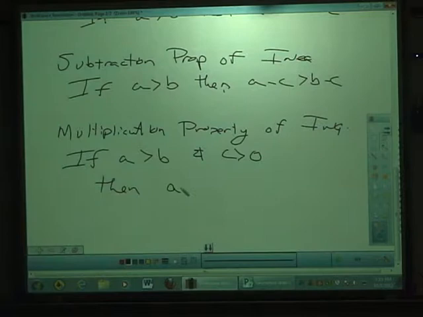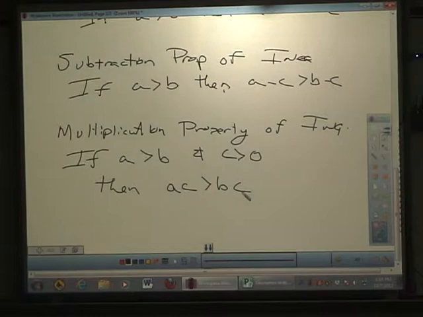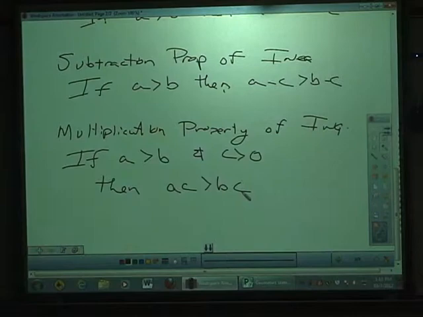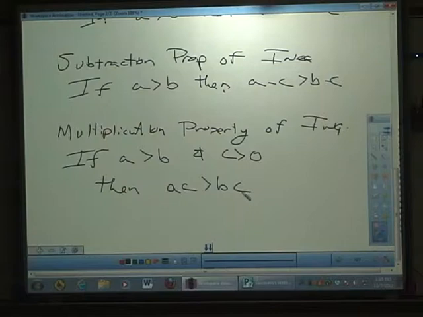What you need to think about here is, why does C have to be bigger than 0? Well, if C were 0, then you have 0 greater than 0, which isn't true when you multiply. And if C is less than 0, then you get a negative value. And in a negative value, when you multiply both sides of an inequality, what happens to the sign? Exactly, it switches. So we want to make sure that if we're multiplying both sides of the inequality, it's going to be something positive, greater than zero.